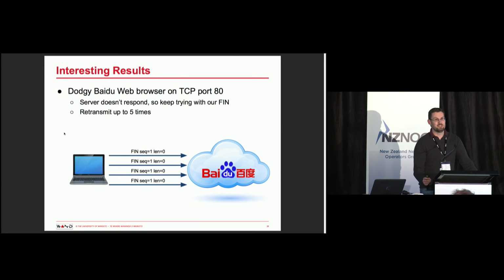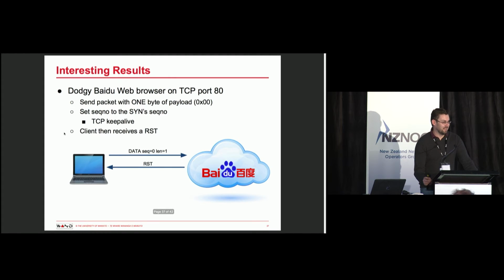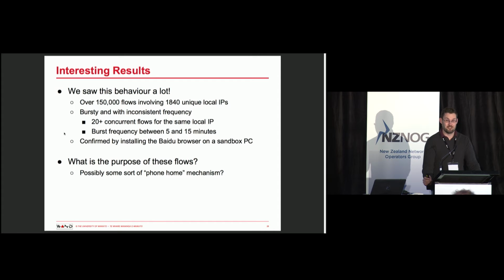The server doesn't respond to these FINs, so we keep sending them up to about 5 more times. And then we'll send a packet with 1 byte of payload, but that 1 byte of payload will have the same sequence number as the original SYN that we sent. So it's a TCP keep-alive. We're checking if the connection's up. Someone sends a reset, and then it all just falls over. I don't know what the point of this is, but we saw it a lot.